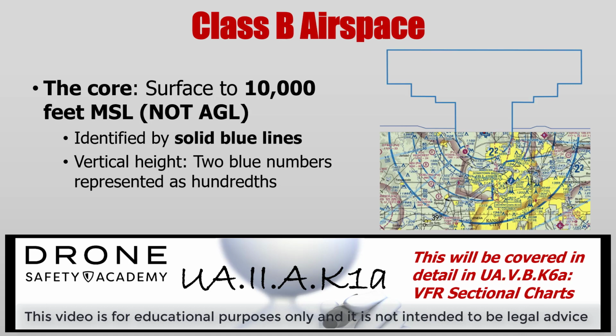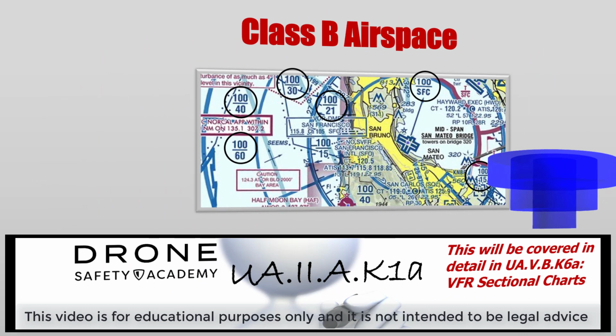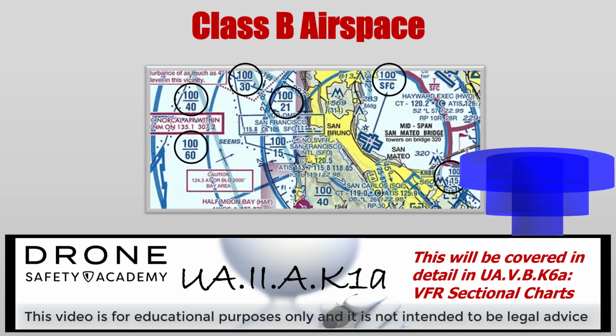Here you can see the layers. Also, you can see the profile of the Class E transition areas. Okay, now you've identified the Class B airspace. What about the vertical height of each of the layers in the core? Well, let's start from the center moving out.